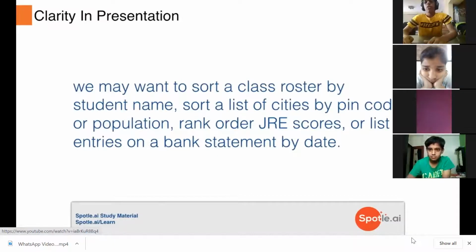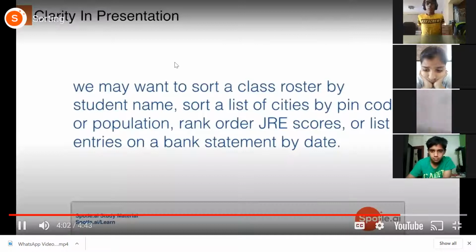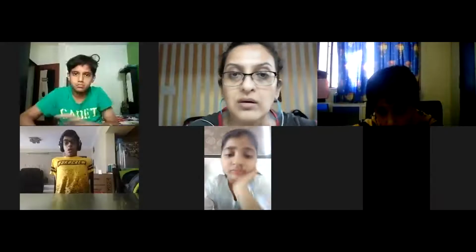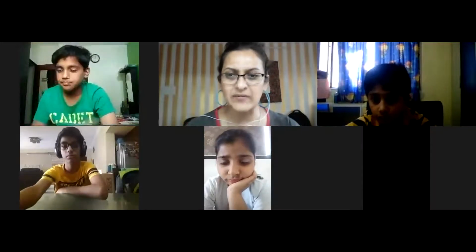or population, for example, rank order JEE scores. The example he told about is sorting in a classroom. Okay, very simple, very straightforward.